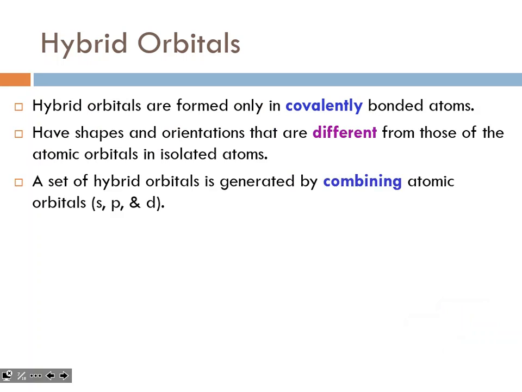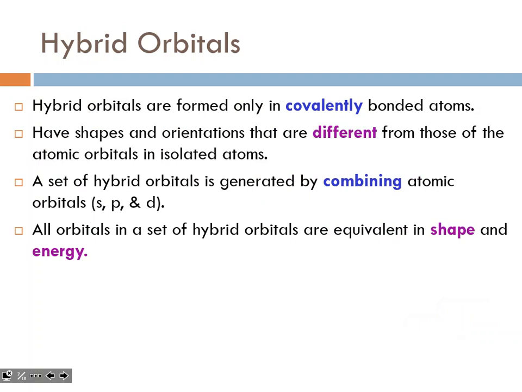A set of hybrid orbitals is generated by combining atomic orbitals, the s, p's, and d's, depending on how many you need to combine and merge. The orbitals in the set of hybrids are equivalent in shape and energy. So they will be different than the s and p shapes, the spherical and the dumbbell, even the d ones that look like the flower or bunch of balloons. These will merge and form equal energy, equal shaped orbitals.